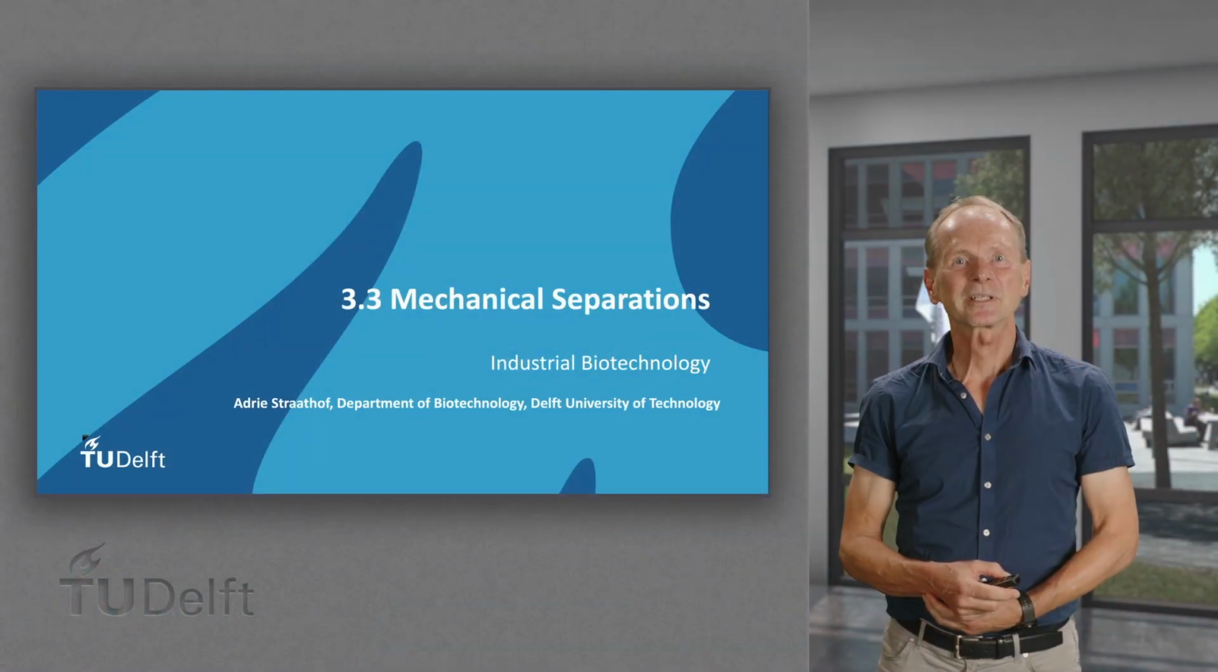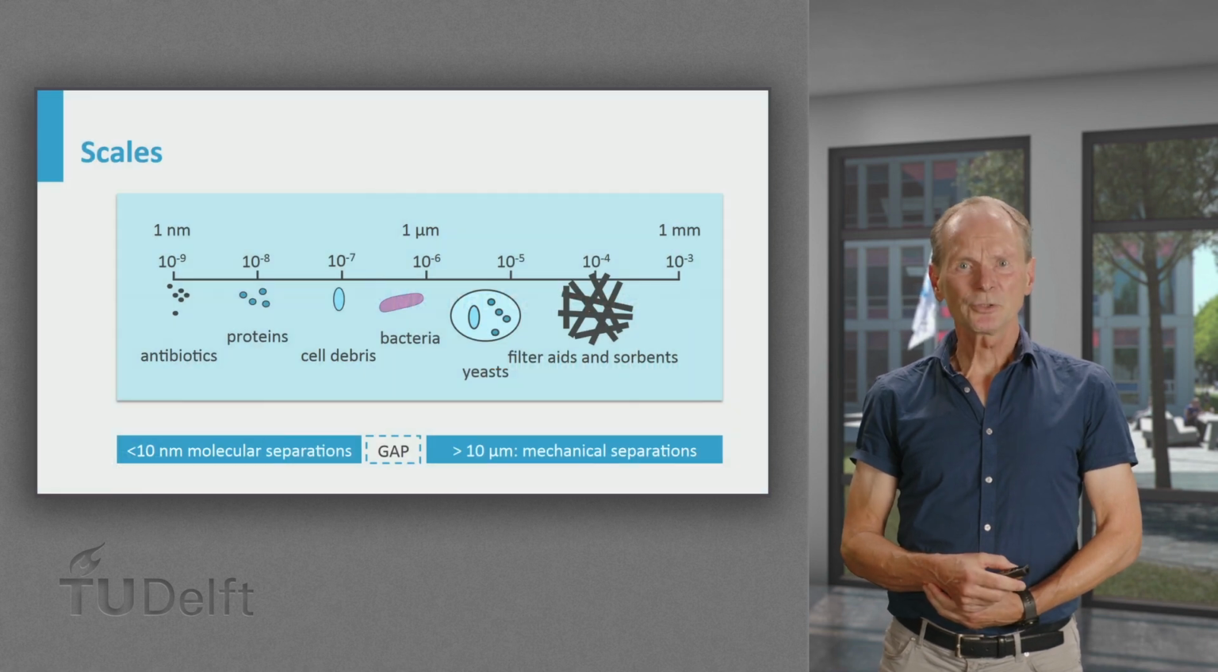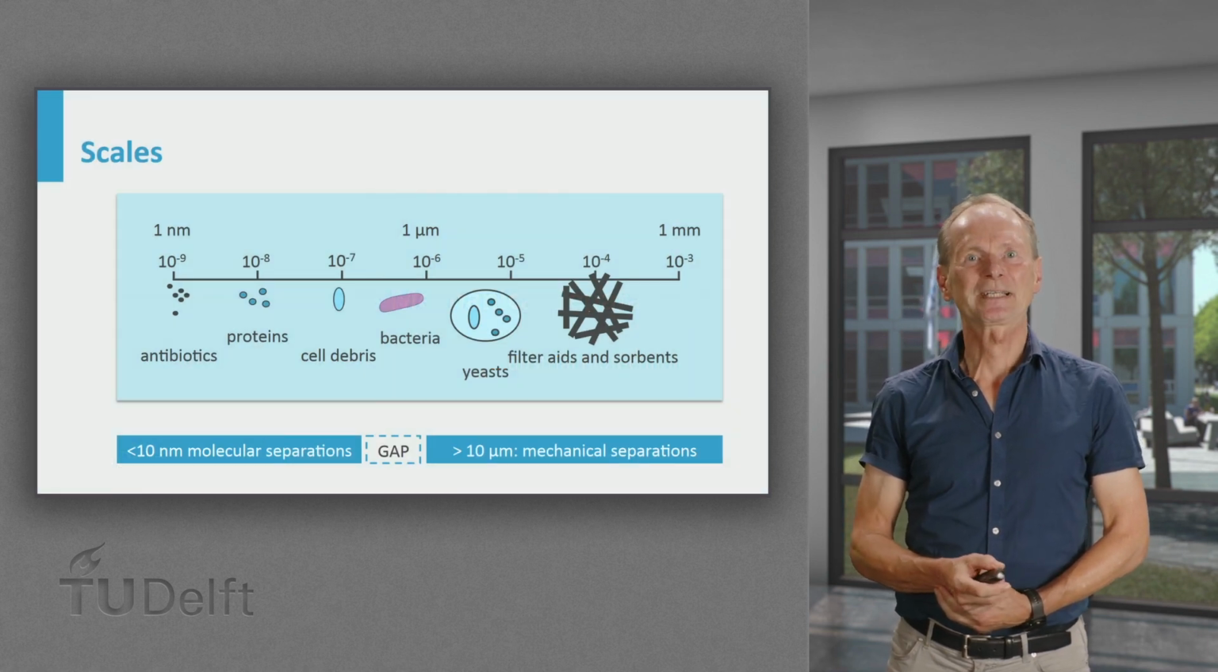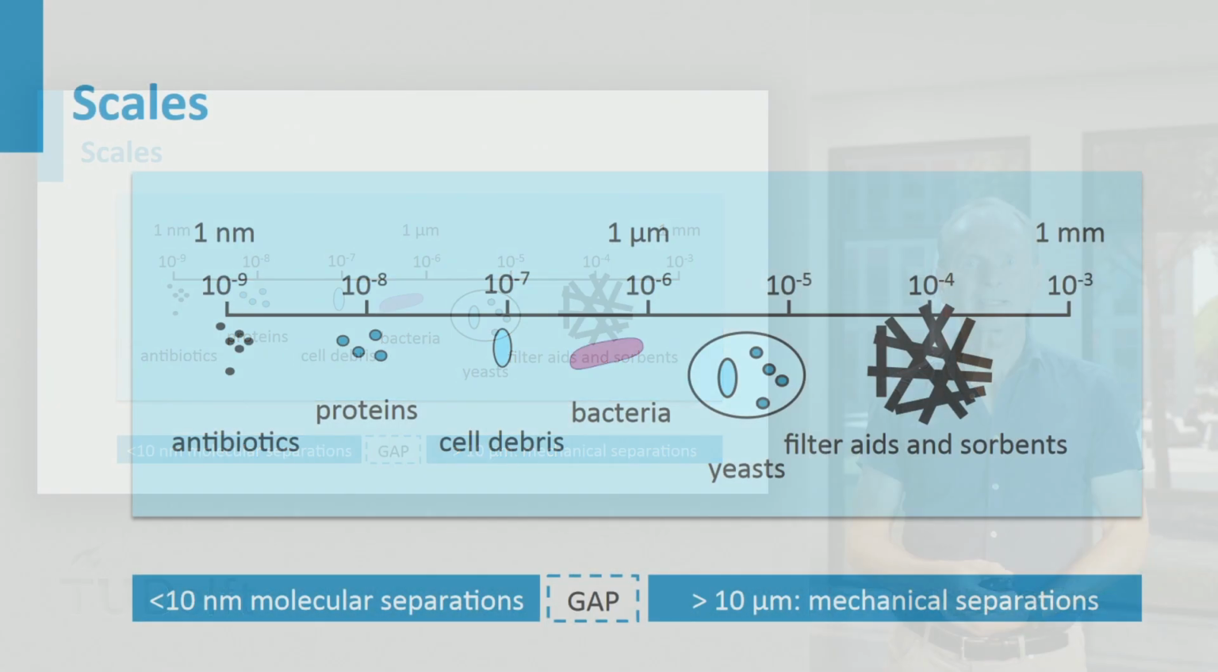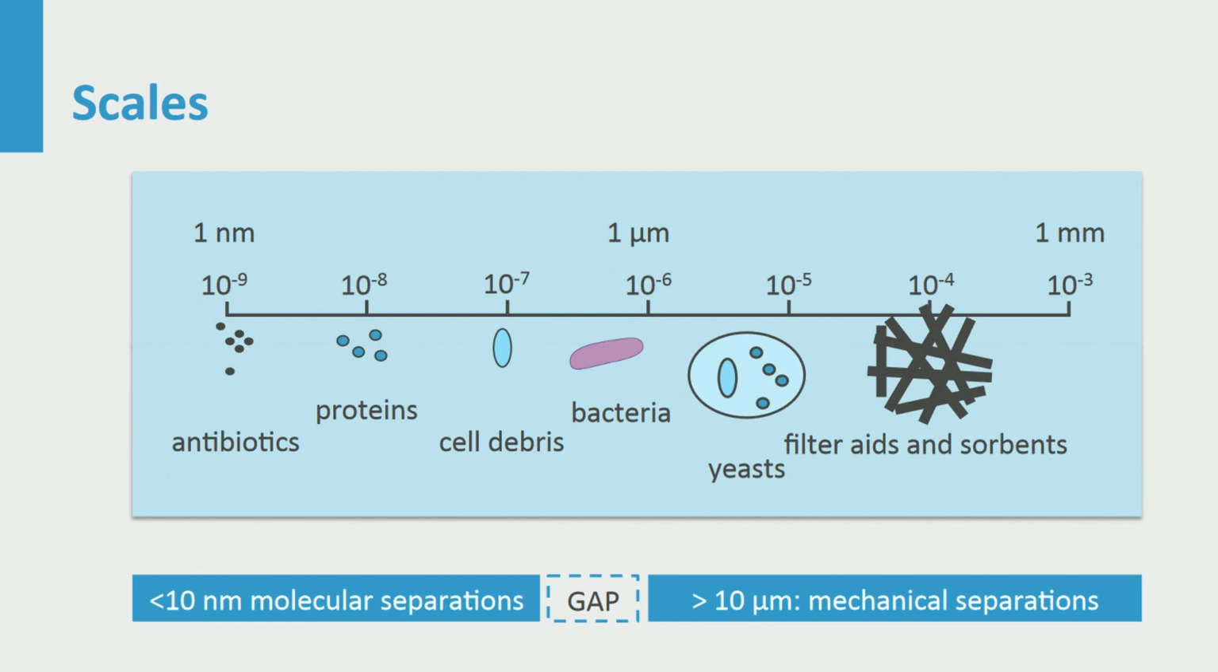Welcome to this lecture in which we address mechanical separations. It's good to have an idea of typical scales in separation processes. There are microbes and cell debris at a factor 10 smaller. There are multiple technologies that effectively filter out particles that are larger than 1 to 10 micrometer. These are called mechanical separations.